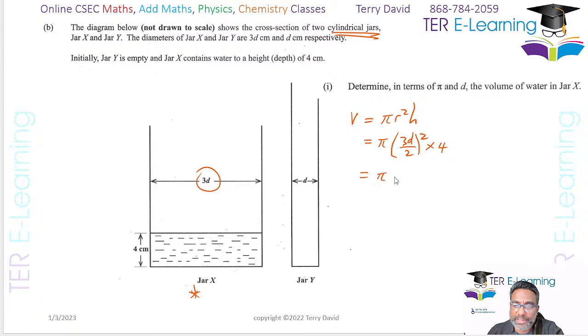So this is going to be pi multiplied by 3, 3 3s are 9. So this is 9d squared over 4 multiplied by 4. So therefore this volume here is going to be 9 pi d squared, right? That's what this is going to be. Right, so that's your volume for your liquid in jar X.